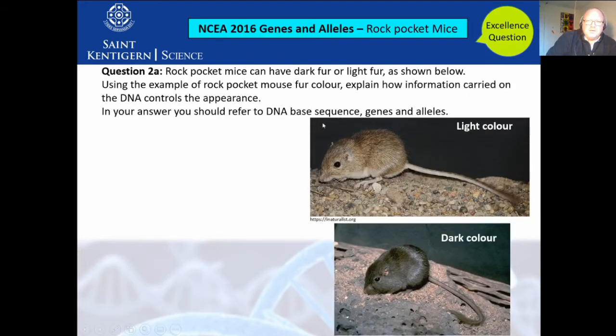Okay, so these are the rock pocket mouse. Rock pocket mouse can have dark fur or light fur as shown below. Using the example of the rock pocket mouse fur color, explain how information carried on the DNA controls the appearance. In your answer, you should refer to DNA base sequence, genes, and alleles. And then color is going to be your phenotype, and your genotype needs to be in there.